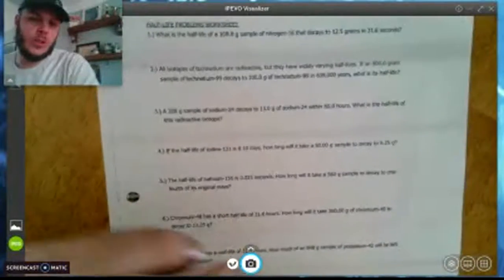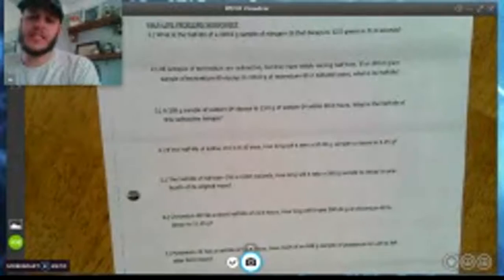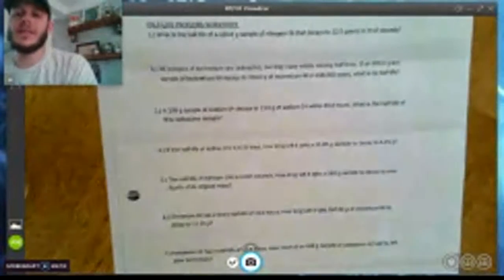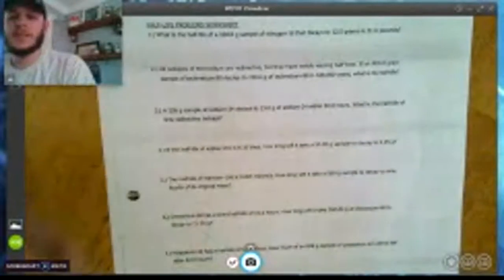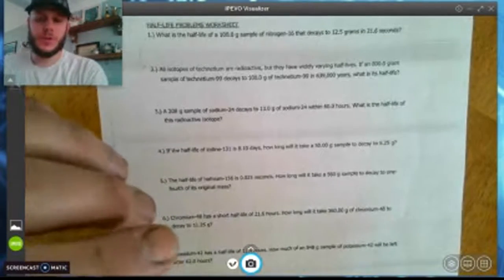It says all isotopes of technetium are radioactive, but they have widely varying half-lives. If an 800-gram sample of technetium-99 decays to 100 grams of technetium-99 in 639,000 years, what is the half-life? So you could look it up on Table N and write it in, but that's not what the question is asking you to do. It's asking whether you can figure out how much time each half-life took.